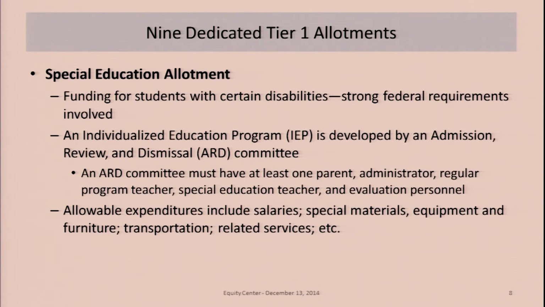So let's look at each one and get just a little bit of detail about what they are used for. First, special education. The federal government has definitions of some disabilities, and when kids fit the description and have those particular needs, you can fund some of their education out of the special education allotment, because sometimes those can be quite costly.